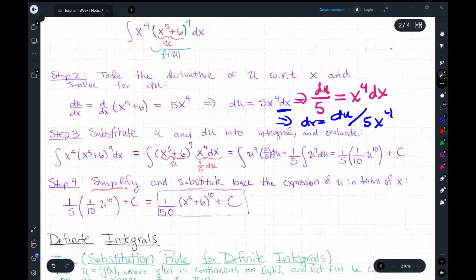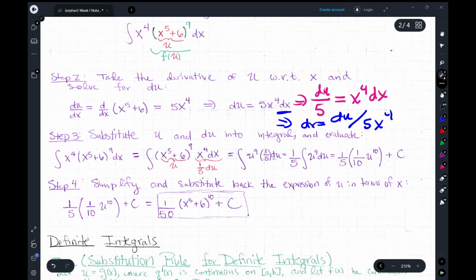And then during the final step, we'll substitute back the expression of x. Okay, so we have an expression for u in terms of x. We substitute that back, and so we'll get x to the 5th plus 6 raised to the power of 10, divided by 50. So this is the final answer. We substituted back to x, and we got our final answer.